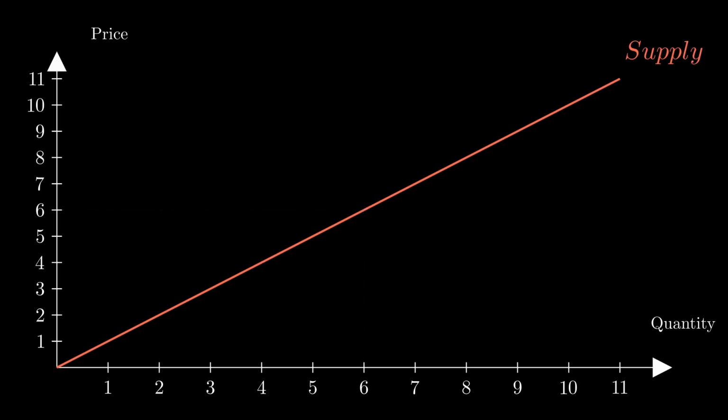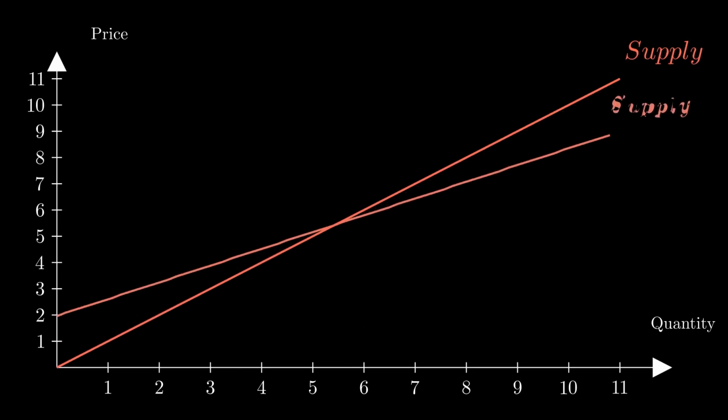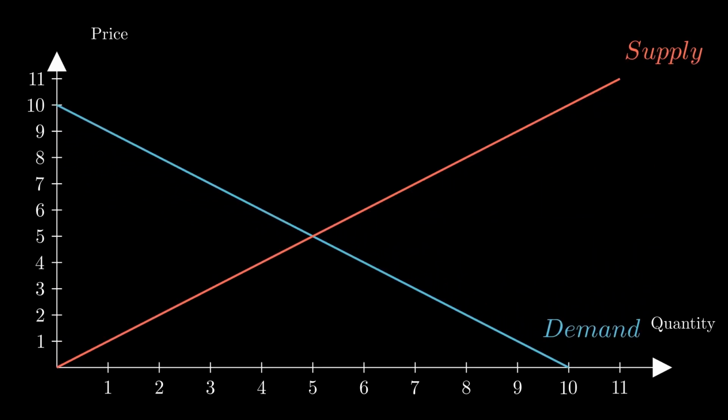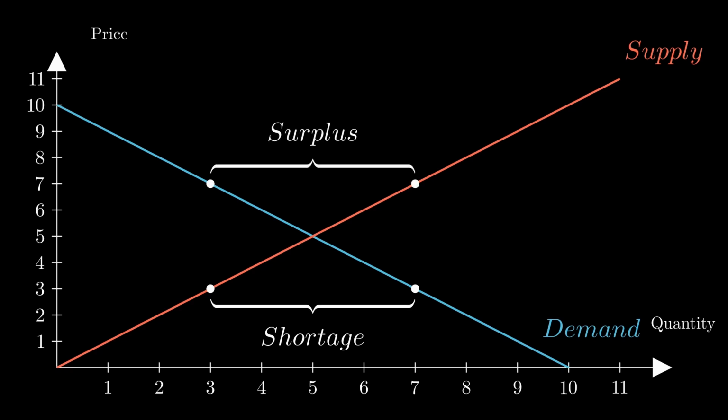Now let's put both curves on the graph at the same time to see what happens. When demand exceeds supply, we get a shortage. This happens when the price is too low, leading people to want more than is available. On the other hand, a surplus happens when supply exceeds demand. This means that the price is too high and there are more products available than people want to buy.